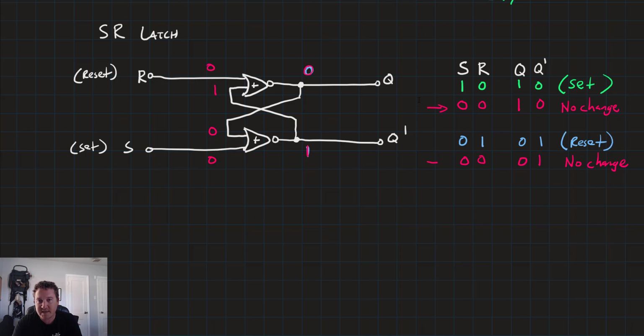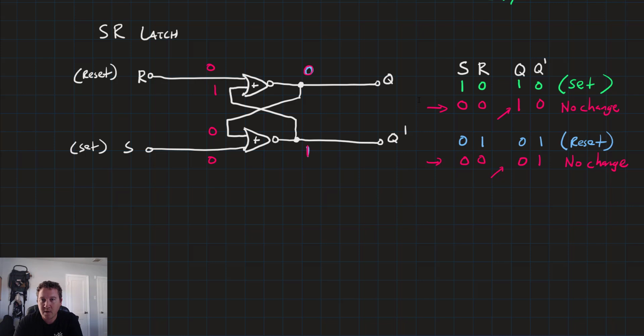Here we have the exact same input, but the output is whatever it was before. We put it in set and go back to 0, it will stay in the set state. If we put it in reset and go back to 0, it will stay in the reset state.